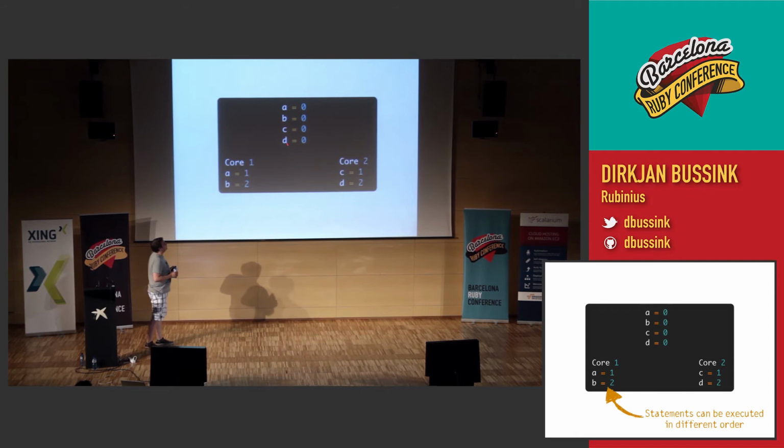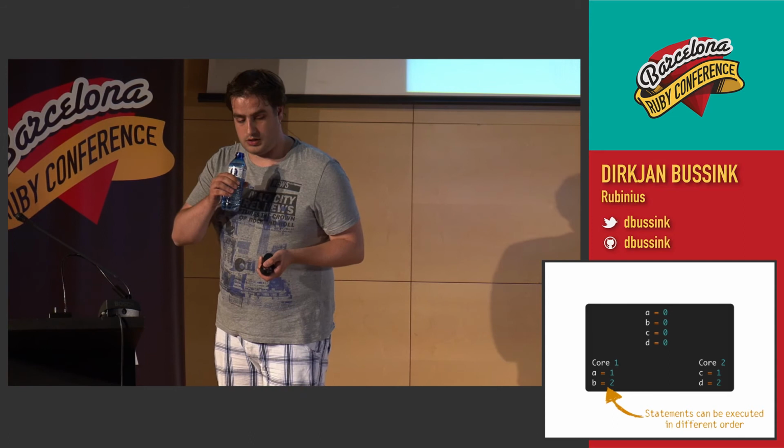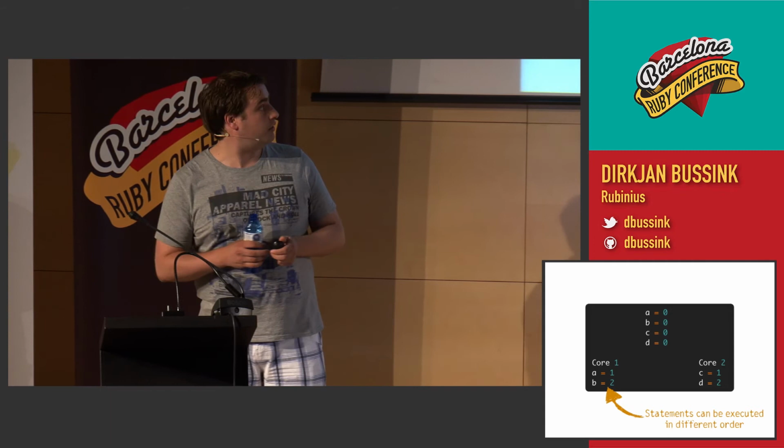At a certain point in time, we spawn a few threads. Here a thread is running and says A is 1 and B is 2. This is the other thread, and it says C is 1 and D is 2. What a CPU can do, and will very often do because of performance improvements, is change the order of those things without you knowing it, which is perfectly valid, because I can do B is 2 and then A is 1.